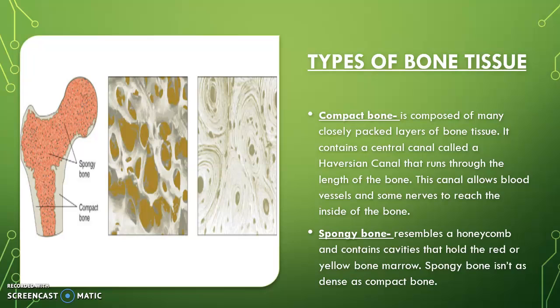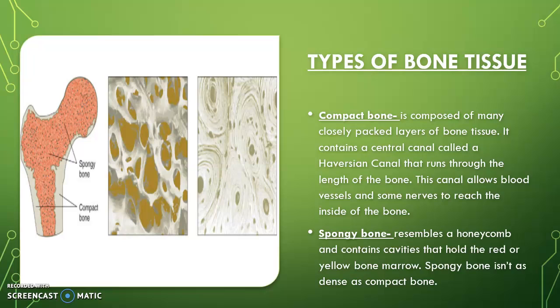Now let's talk about the 2 different types of tissue that compose bones. First, we have compact bone, which is composed of many closely packed layers of bone tissue. It contains a central canal called a haversian canal that runs through the length of the bone. This canal allows blood vessels and some nerves to reach the inside of the bone. Spongy bone resembles a honeycomb, and it contains cavities that hold the red or yellow bone marrow. Spongy bone isn't as dense as compact bone.